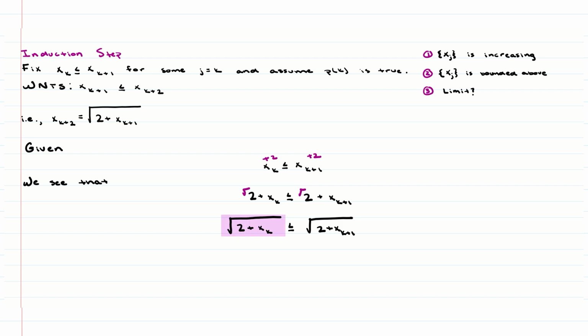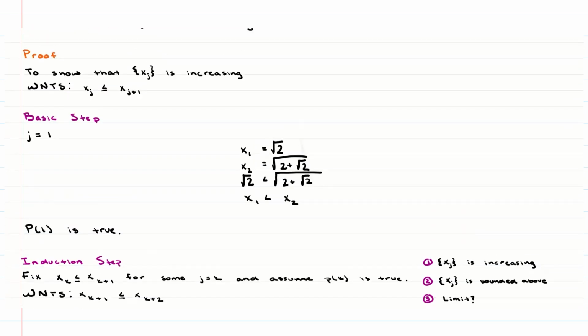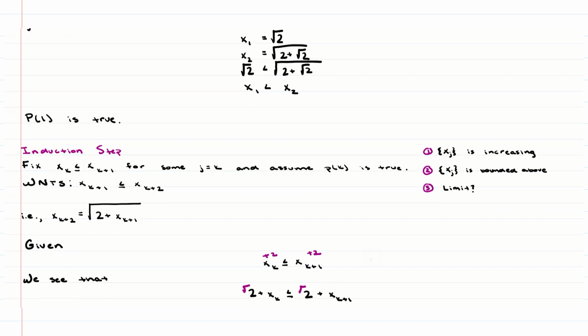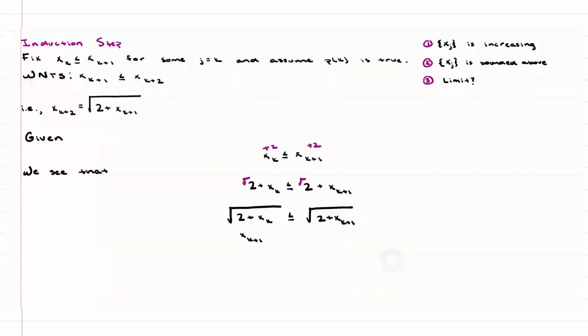So here our square root of 2 plus x sub k represents our x sub k plus 1. And we know this because that's the information that we were given in our original example. So here we were given the information that x sub j plus 1 equals the square root of 2 plus x sub j. So when we replaced j with k, we got the same thing. And then the square root of 2 plus x sub k plus 1 represents our x sub k plus 2.